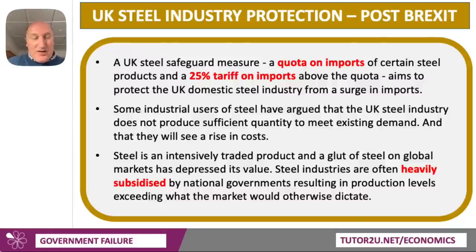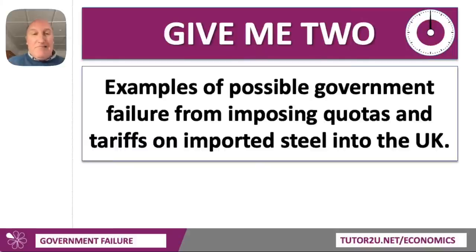So here's my challenge. Here's my question for you. Coming up on the screen, can you give me two possible government failures from the UK government imposing a quota and a tariff, you can choose, on imported steel? Have a go, please.